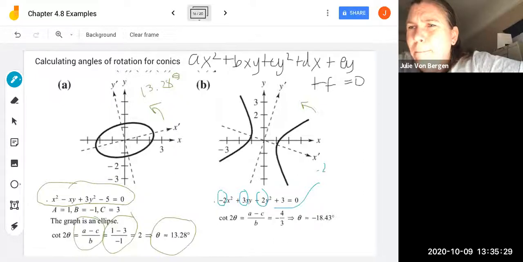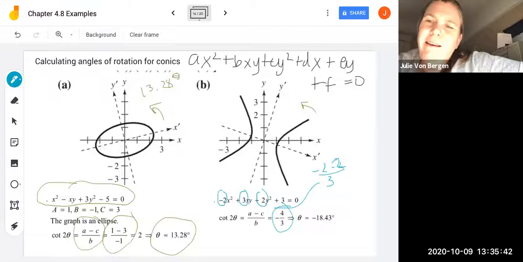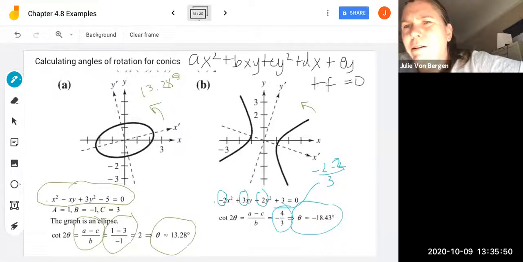So when we plug those values in, the calculation here is -2 minus 2 over 3. So that's where this -4 over 3 is coming from. And so cotangent of 2 theta equals -4/3. And then using our inverse cotangent and division, we get theta equals -18.43 degrees.